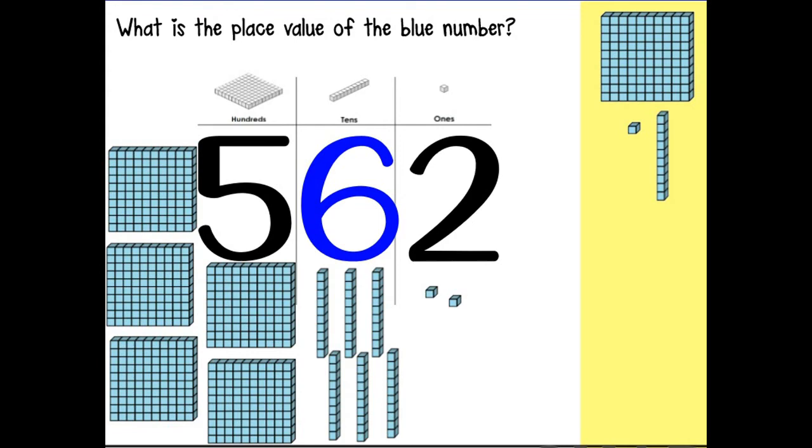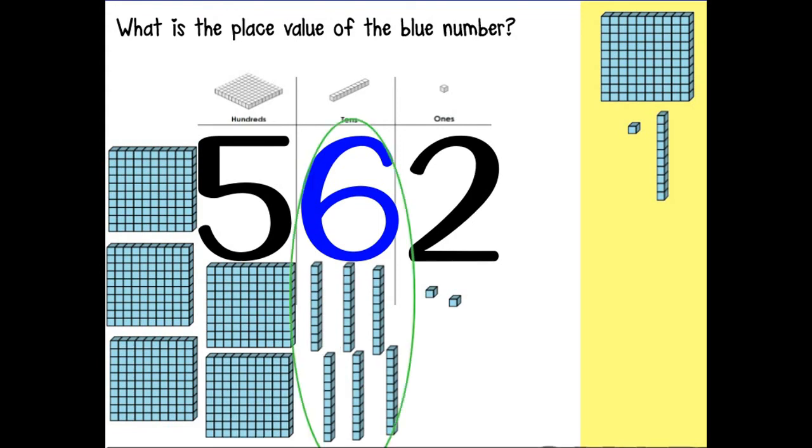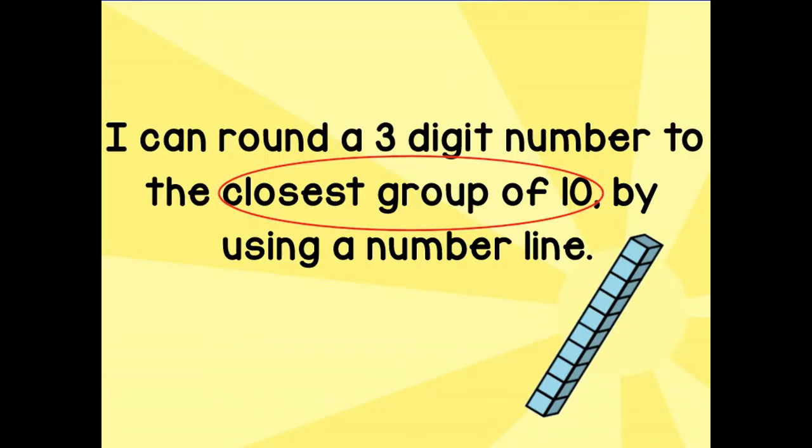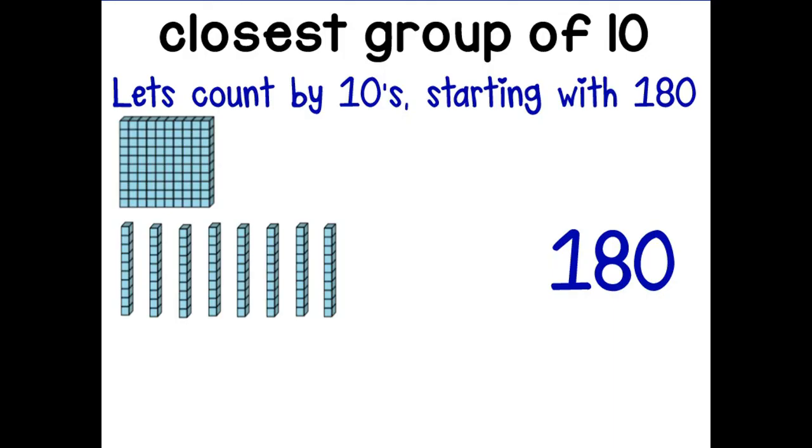The 6 is in the tens place. The value of the 6 is 60. Today, we are working on rounding to the closest group of 10. Let's practice counting by tens, starting with 180.